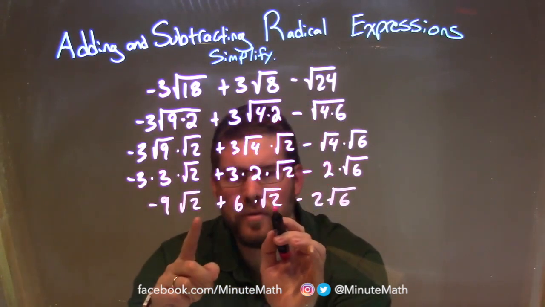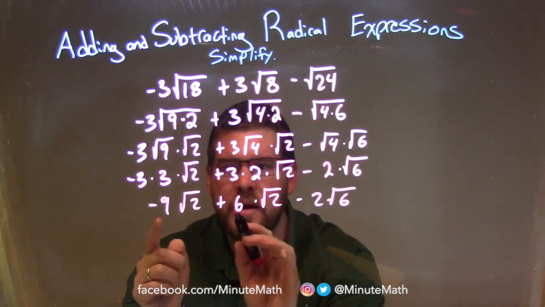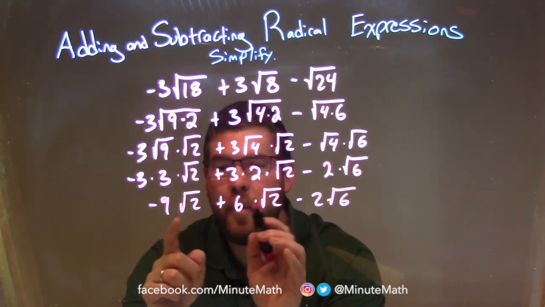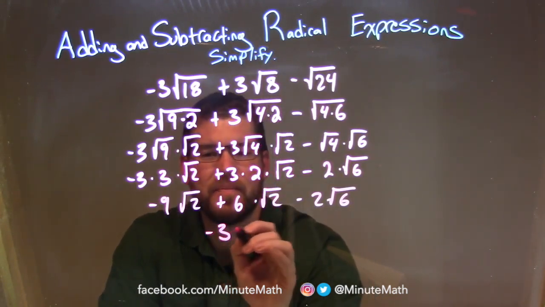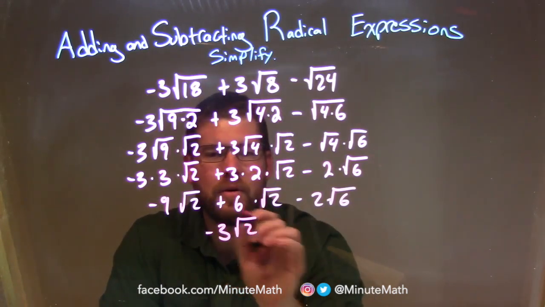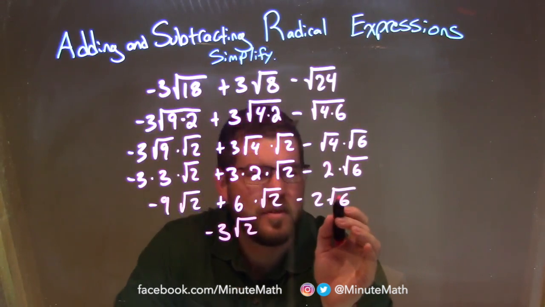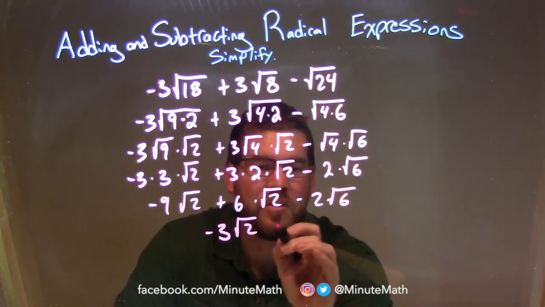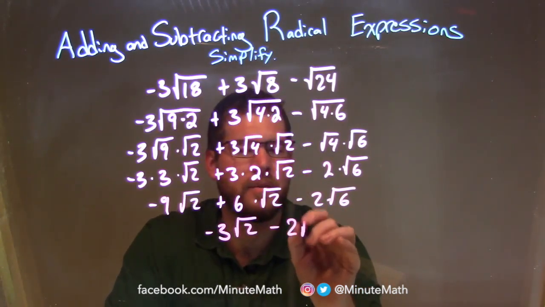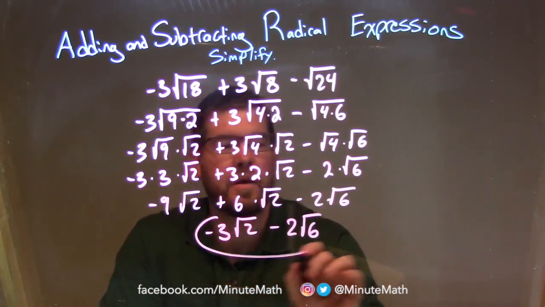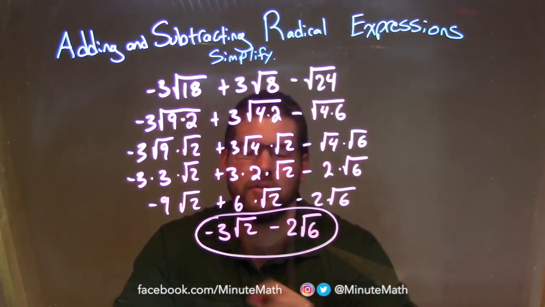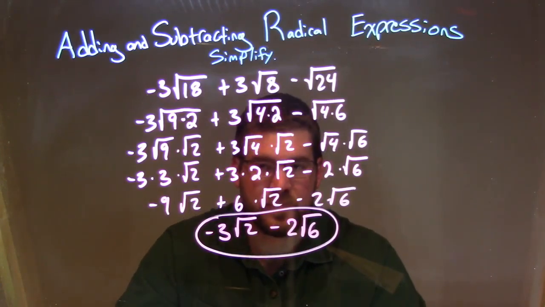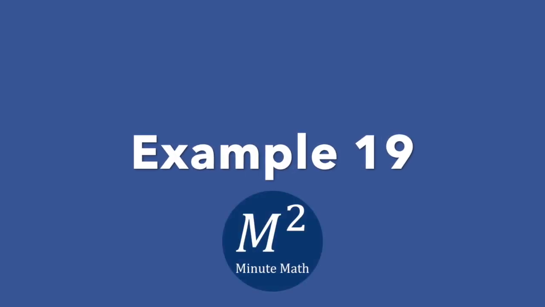Since we have the same square roots here, we can combine these two, and we look at the numbers out in front of them. So negative 9 plus 6 is negative 3. And the square root of 2 comes down, so we're combining these two. But since this one has a square root of 6, there's nothing else that has that. We just leave it separate, minus 2 times the square root of 6, and that's it. We have our final answer here of negative 3 square root of 2 minus 2 times the square root of 6.